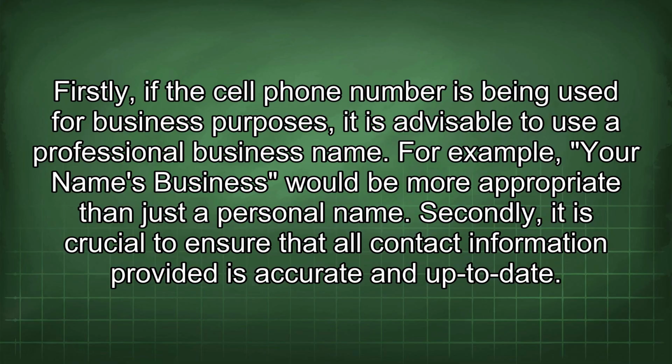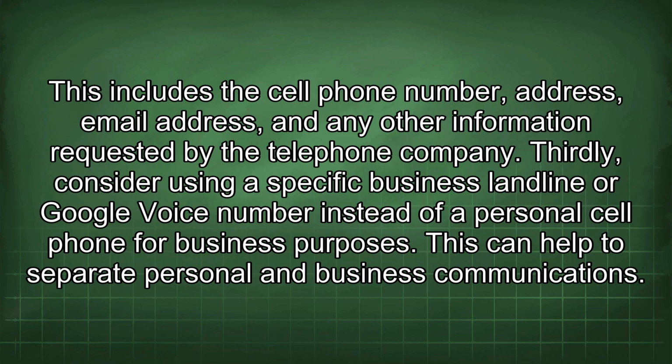Secondly, it is crucial to ensure that all contact information provided is accurate and up to date. This includes the cell phone number, address, email address, and any other information requested by the telephone company. Thirdly, consider using a specific business landline or Google Voice number instead of a personal cell phone for business purposes. This can help to separate personal and business communications.